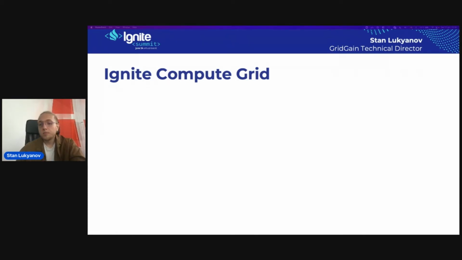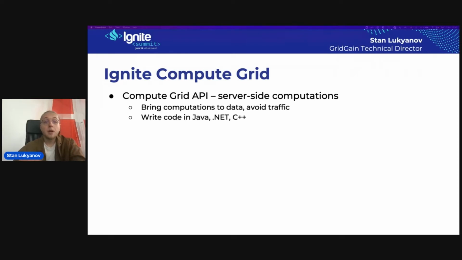First, let me start by briefly introducing what Compute Grid API is. A lot of you know this already, a lot of you might be using this, but just as a refresher, Compute Grid API is a way in Apache Ignite to bring your computations from the clients to the servers.